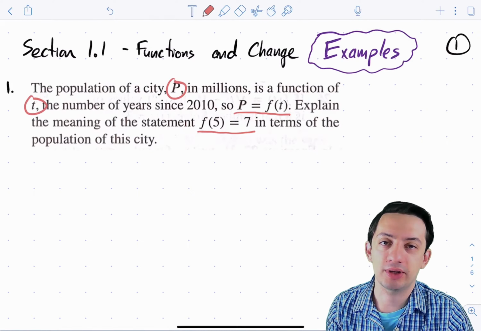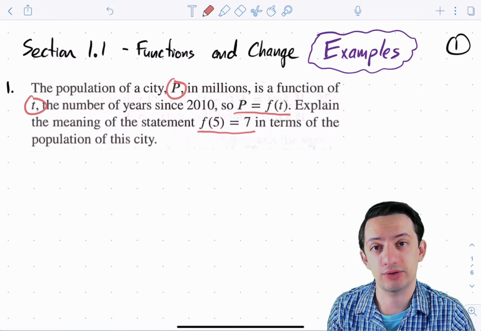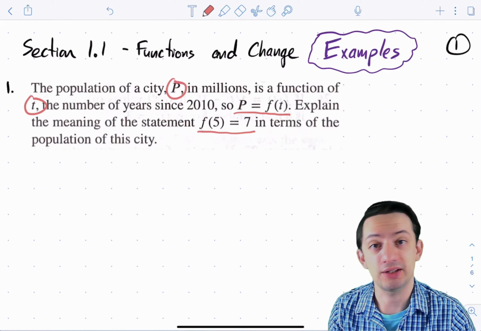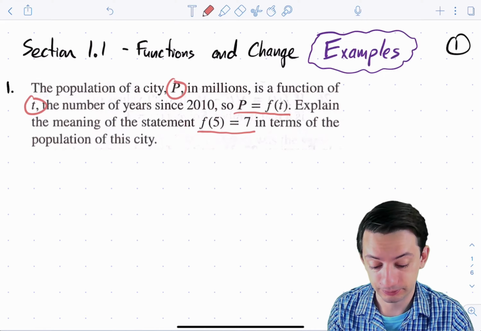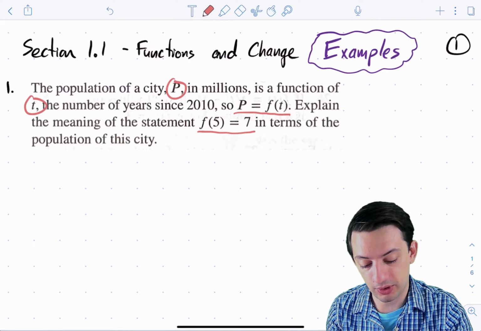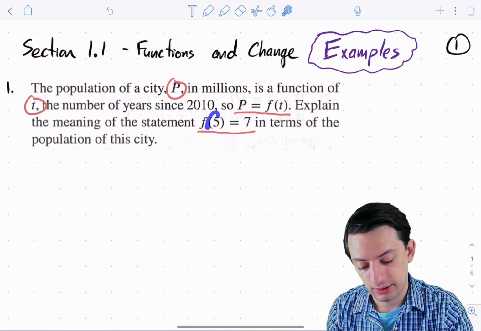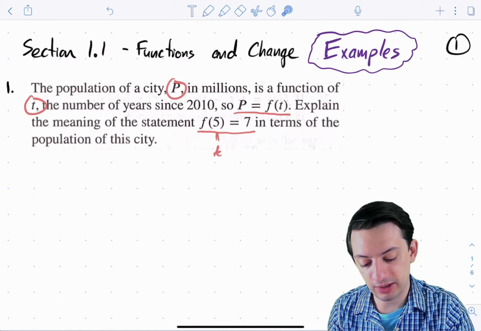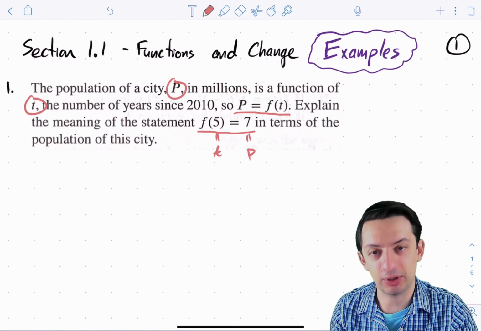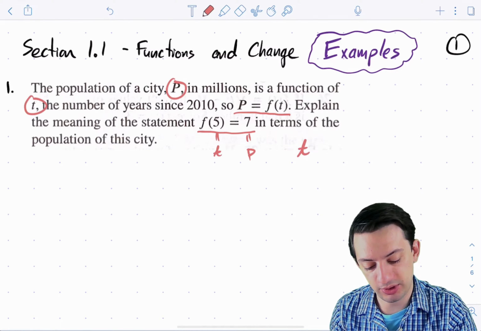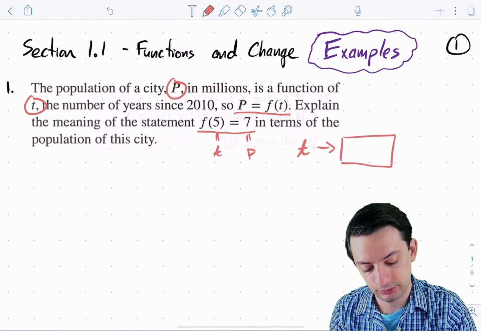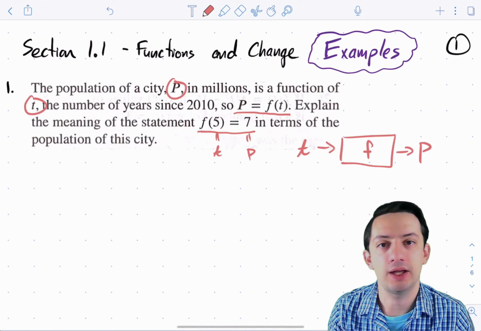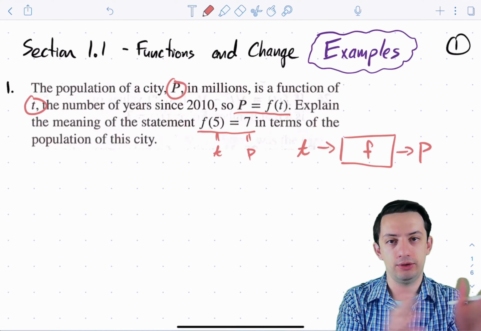So this doesn't require any real calculation. This is just trying to see if we understand how we can turn data into functions and back and forth. So f of 5 equals 7. Well, that means that the 5 is in place of the t. And the 7, that's the output. So that's like our p. So remember the way that we think about a function as a black box. You've got your input t. Something happens, and you get your output p. So you're feeding it through.